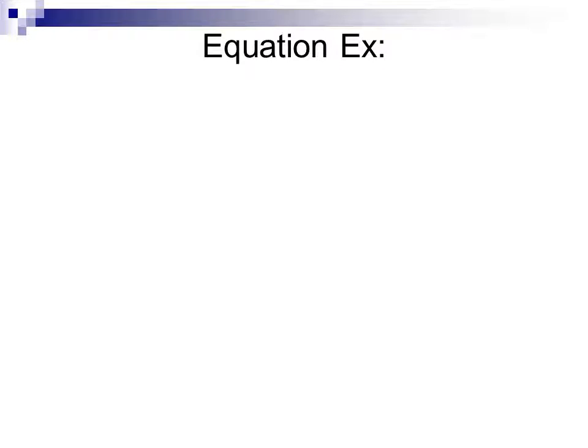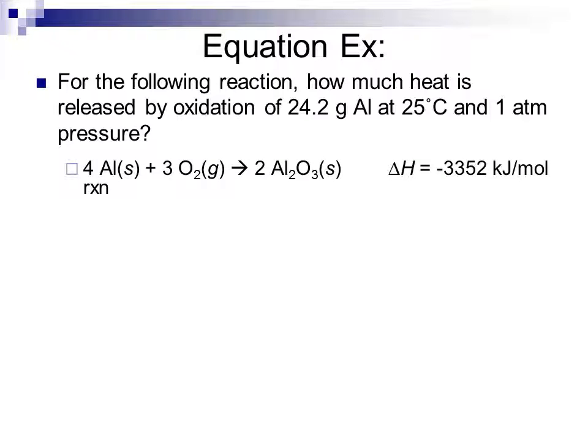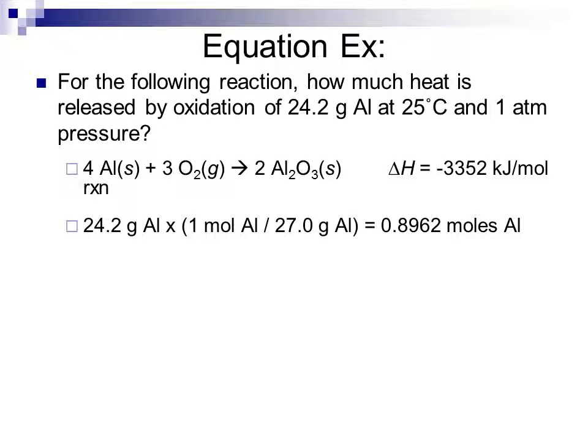As an example of a thermochemical equation, for the following reaction, how much heat is released by the oxidation of 24.2 grams of aluminum at 25 degrees Celsius and 1 atmosphere pressure? If we have an equation such that 4 moles of aluminum as a solid are reacted with 3 moles of oxygen as a gas, producing 2 moles of aluminum oxide as a solid, with an enthalpy change of negative 3352 kilojoules per mole reaction, I can calculate the number of mole reaction that I have involved here.